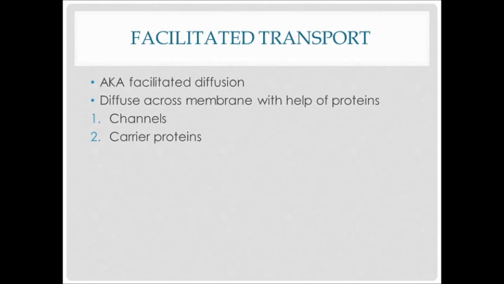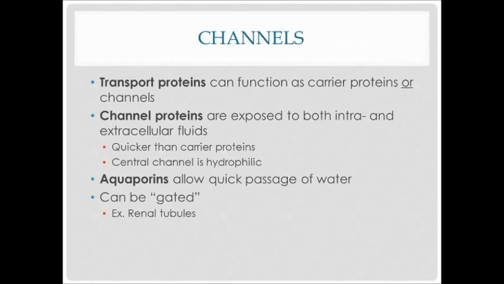So next we have facilitated transport, or facilitated diffusion. And this is diffusion across a membrane with the help of proteins, either channels or carrier proteins. So with channels, we have transport proteins or channel proteins, and transport proteins can function as either carriers or channels. Channels are exposed to both the intra and extracellular fluids because they are integral proteins, so they run through the whole length of the plasma membrane. It's much quicker for diffusion to take place if they go through channels. And there's usually a central channel in plasma membranes that is hydrophilic, that allows for the quick passage of polar molecules.